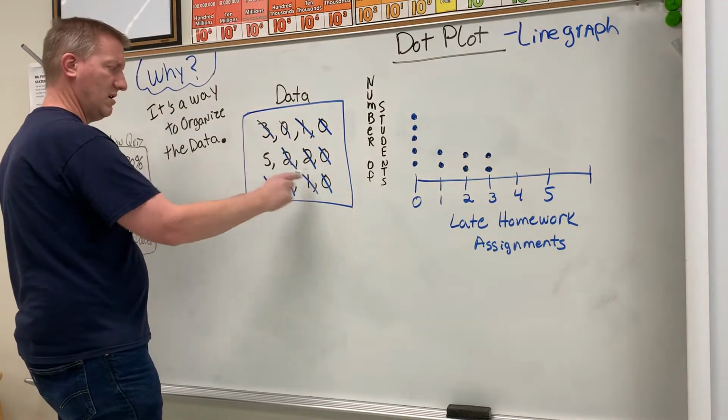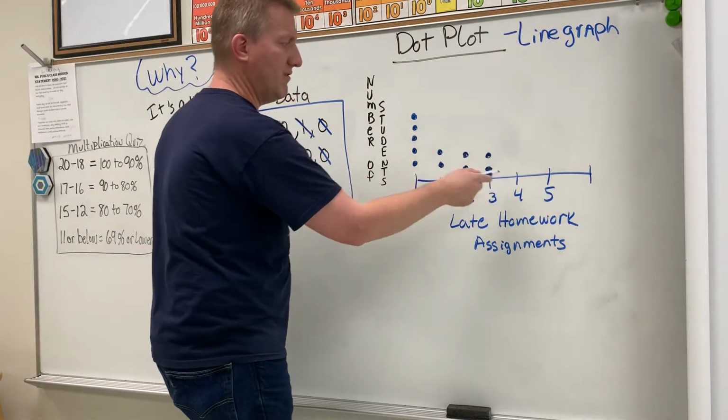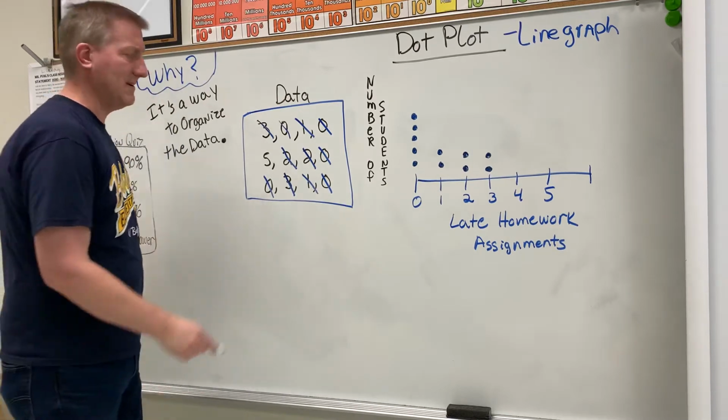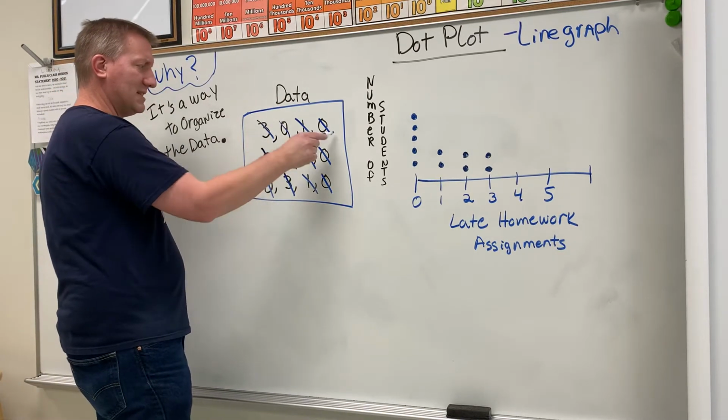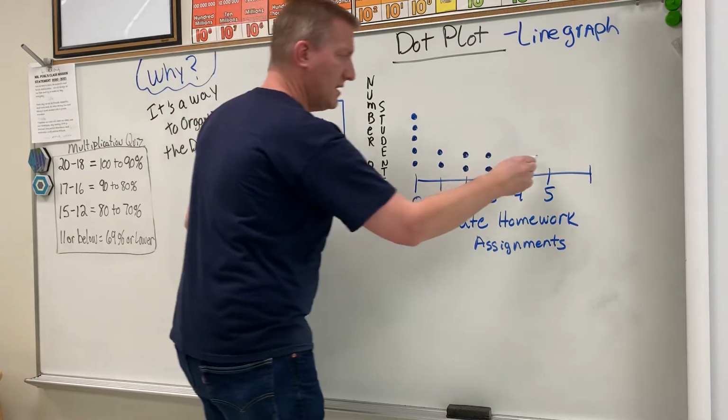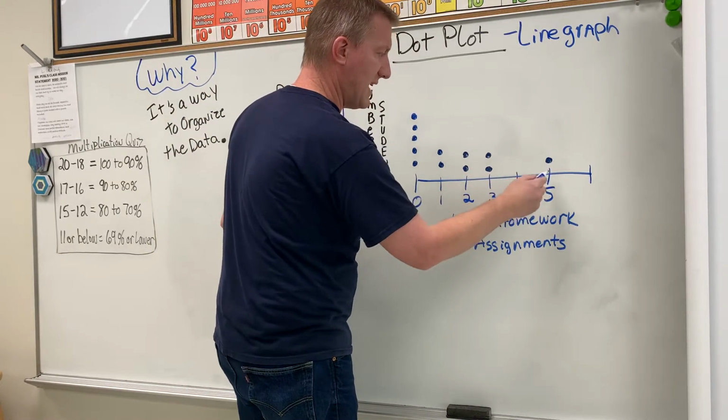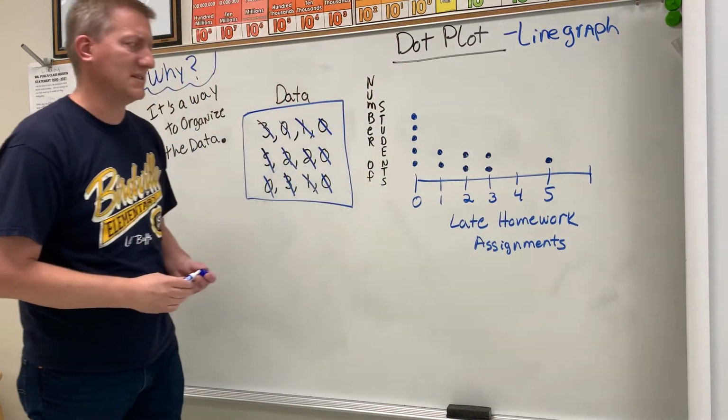4. No, nothing under 4, so I just leave that blank. 5 is my last one. Now I think I used them all. So just 1 person has 5 late homework assignments.